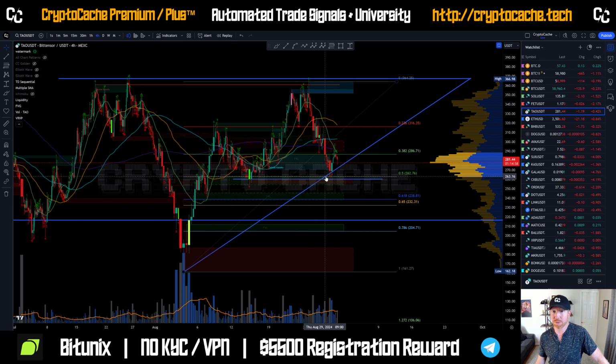This 0.5 fib level is averaging itself out right there at about that 260 mark, 263 to be specific. So if the price does pull back, that once again reinforces itself as a potential support level. So we could see a bounce here soon. Worst case scenario, we lose that level, we travel down to like the 232 to 238 range.